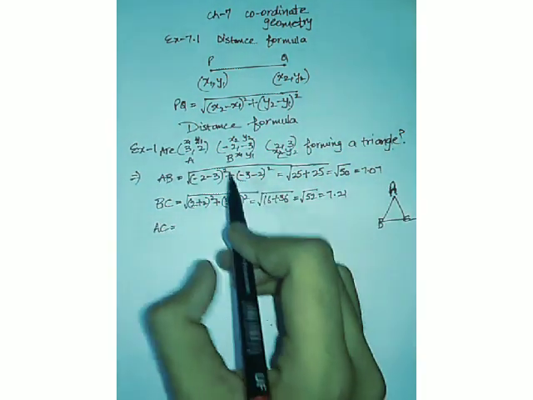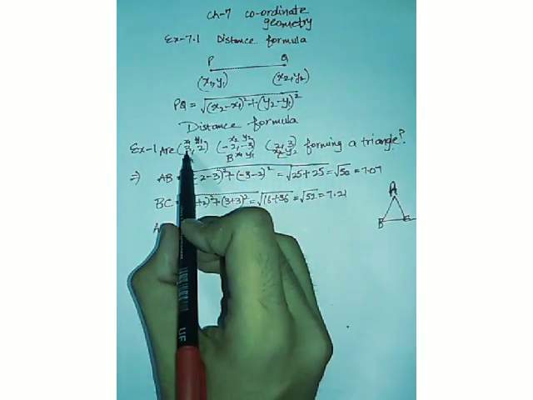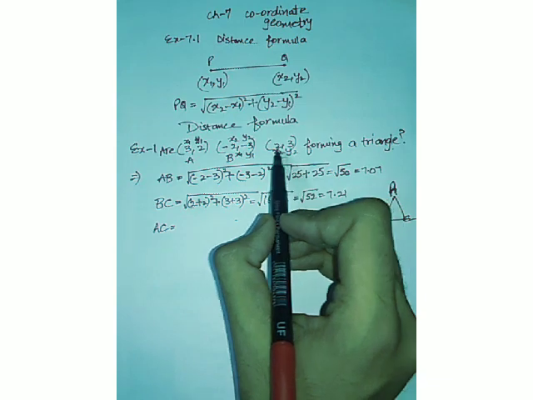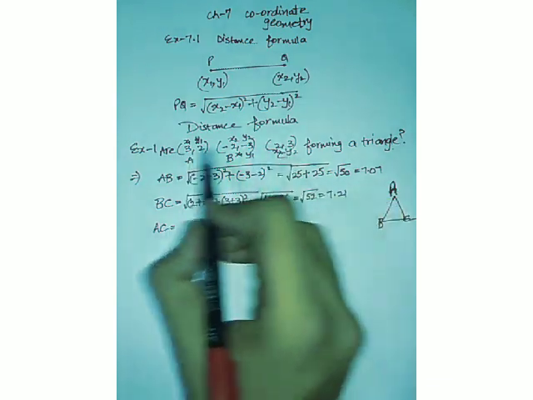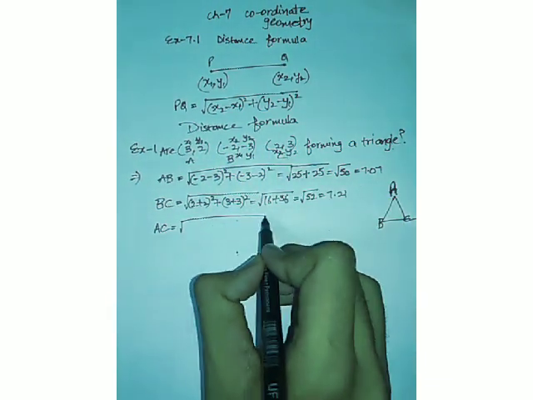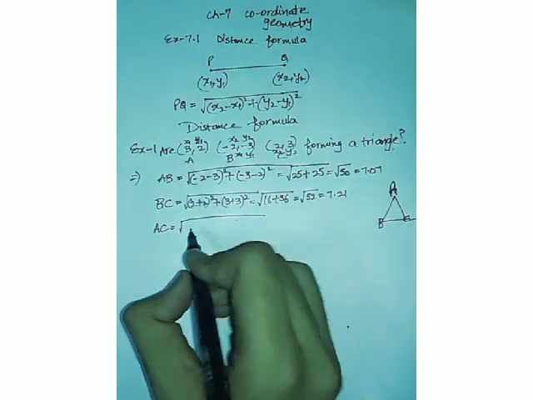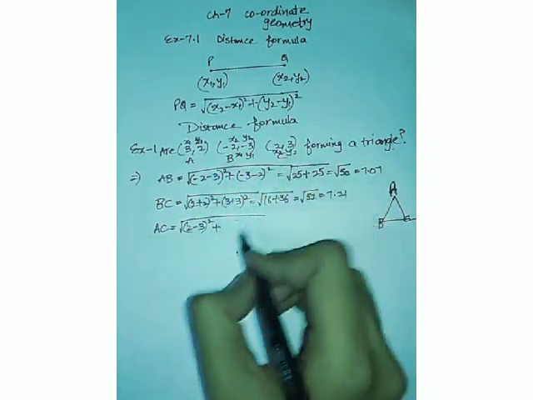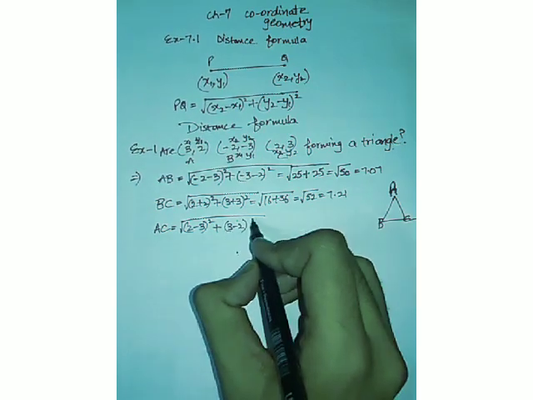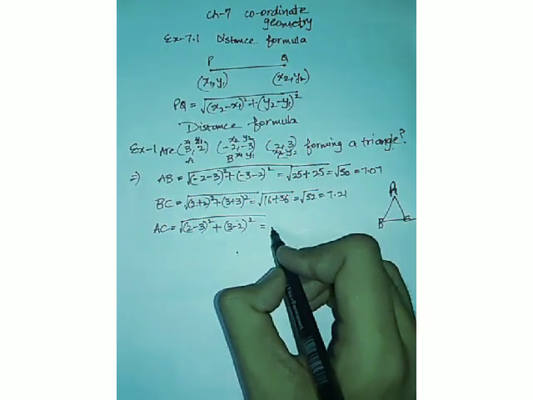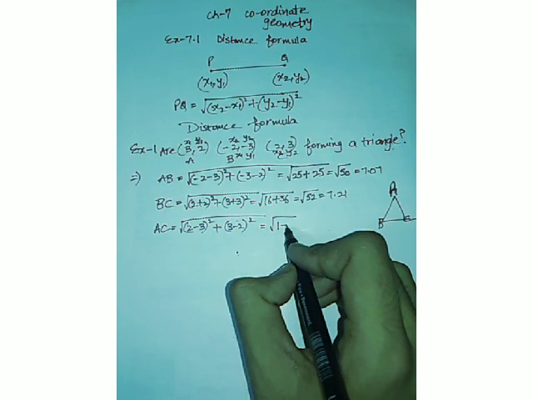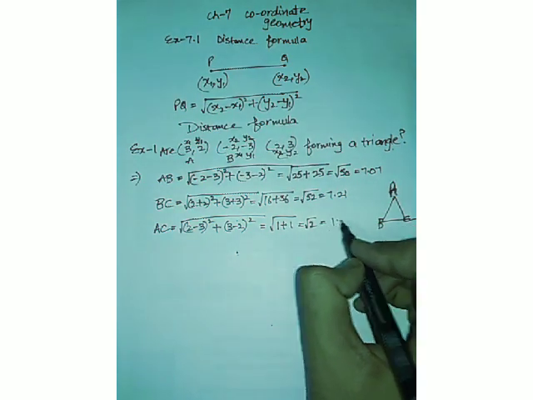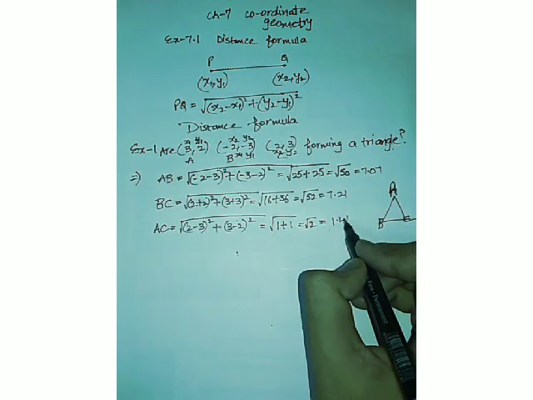Let's find AC. When you find AC, these points will be your x1 y1, and these points will be your x2 y2. So let's apply the distance formula: x2 minus x1, 2 minus 3 whole square, plus 3 minus 2 whole square. What will you get? Minus 1 square, that is 1, plus 1 square, that is 1, so root 2. We all know that root 2 is approximately equal to 1.41.